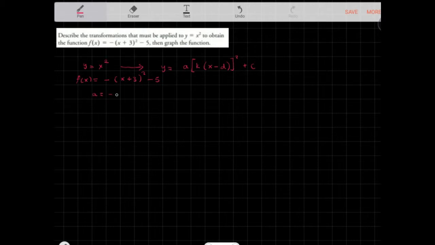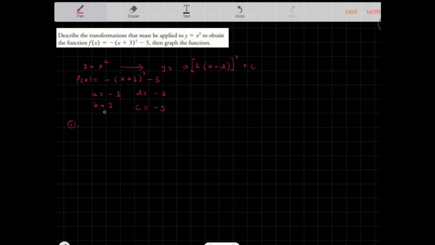a here is equal to negative 1. Okay, b here is 1, so we don't have to worry about b. The d value here is actually negative 3, because the negative 3 would make it positive 3, right? You don't need to put brackets around it. Okay, so it should be negative 3. And the c value, the vertical shift here, is going to be negative 5. Okay, so we're going to look at all of our transformations.